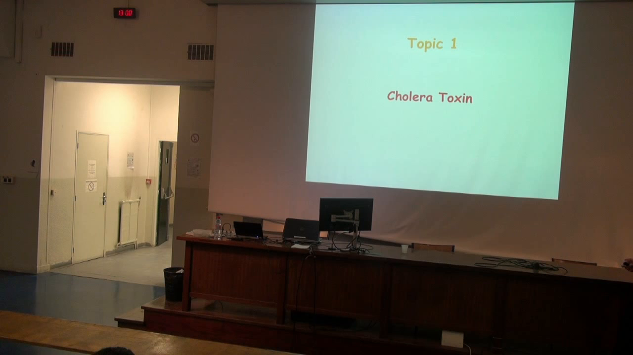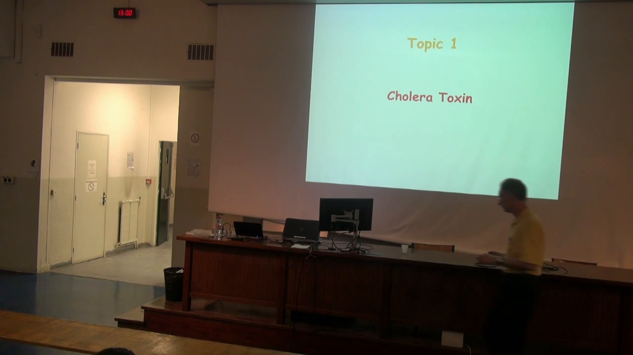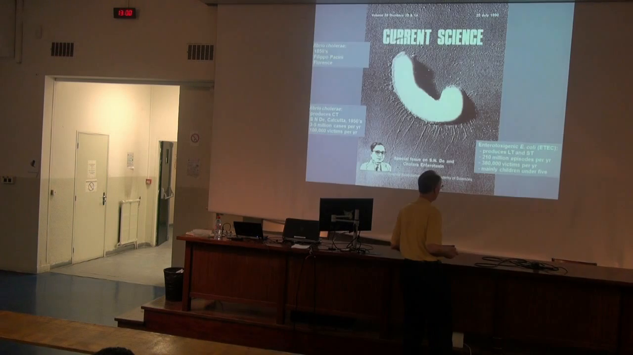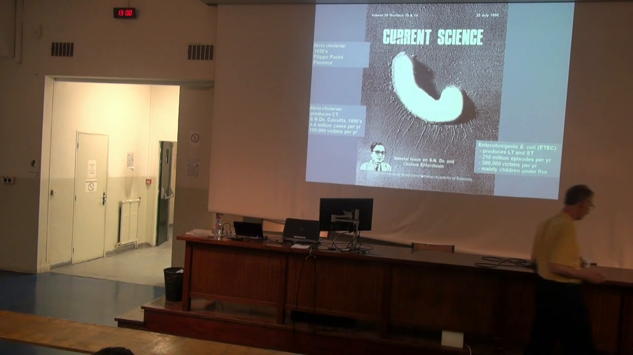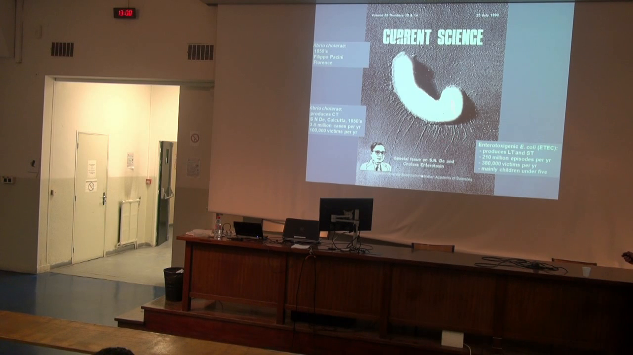So topic 1 is cholera toxin, and cholera toxin is an unbelievable molecule. It is secreted by this comma-shaped Vibrio cholerae, which you probably know already. The bacterium was discovered by Filippo Pacini in the mid-1800s, published in several Italian papers and forgotten completely. And then Koch rediscovered Vibrio cholerae, wrote in German, and the whole wide world at that time was reading German. So, at least the scientific world.